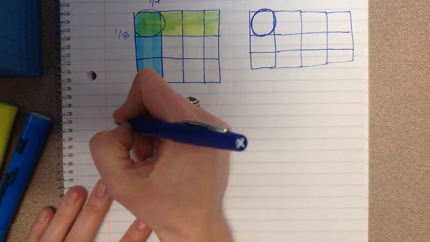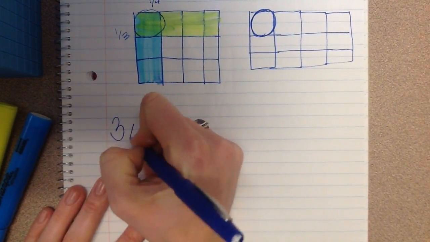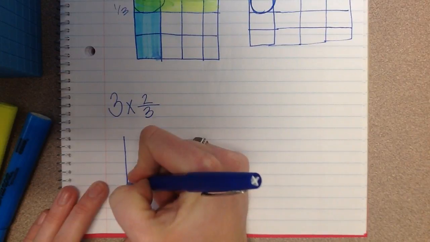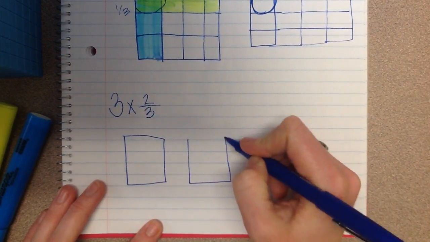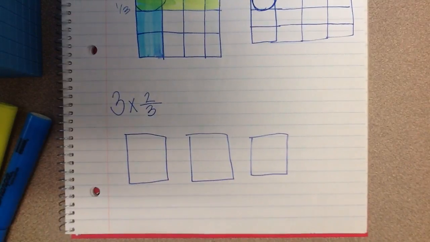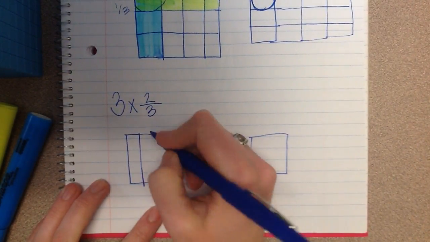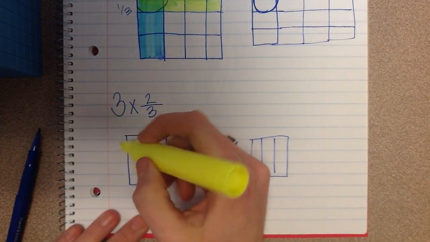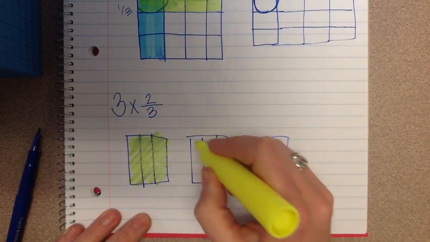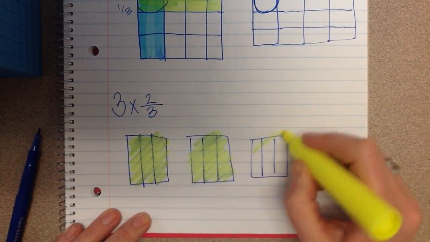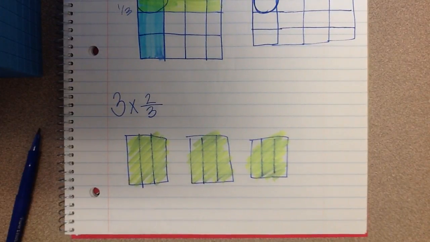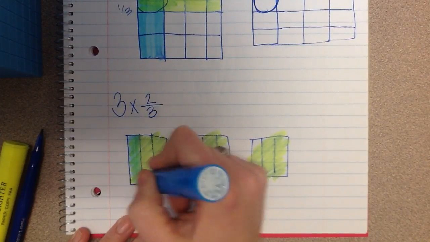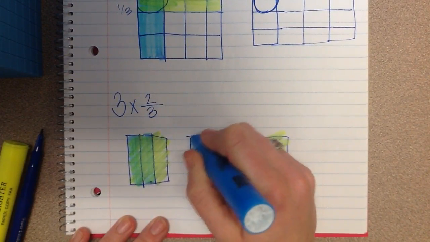If we have, say, 3 times 2/3, what this is saying is 1, 2, 3. That's my total amount. And I want 2/3 of each. Well, first of all, I'm going to color in all of it because I have all of the 3, but now I only want 2/3 of it. 2/3 of each.